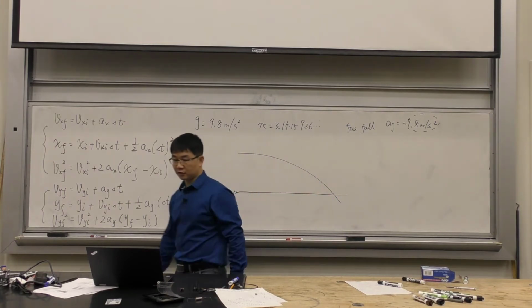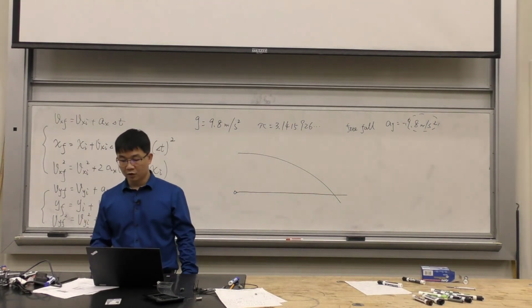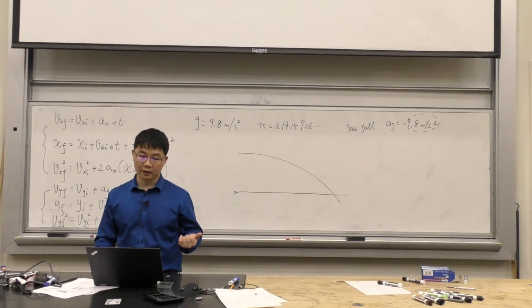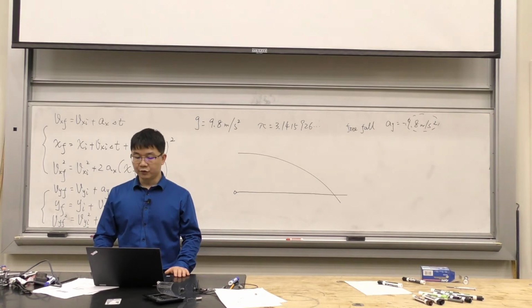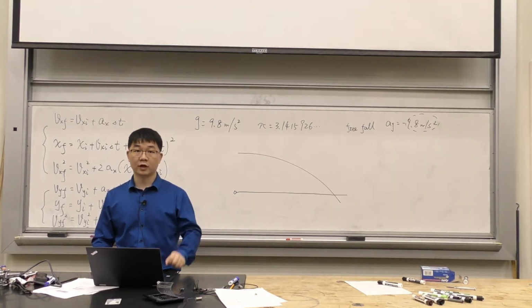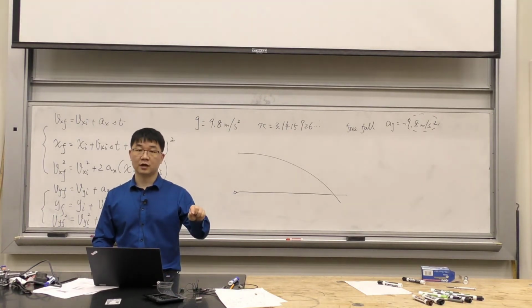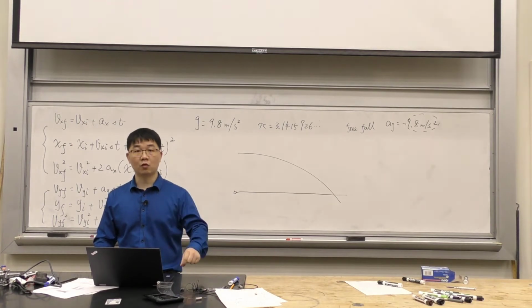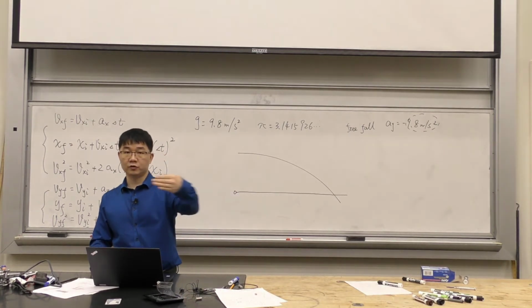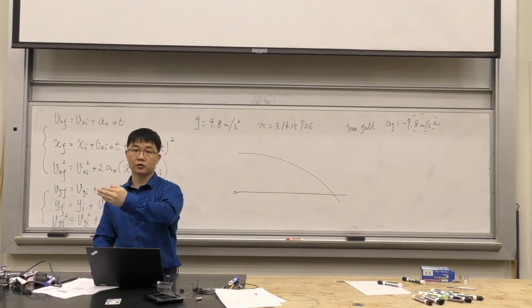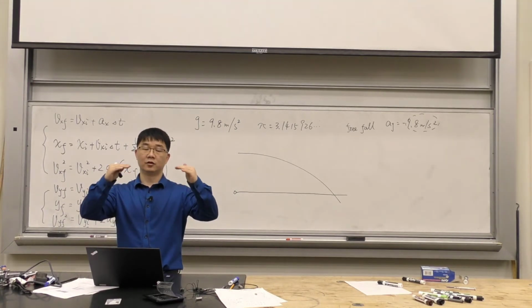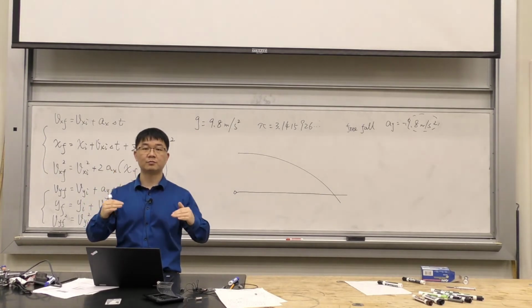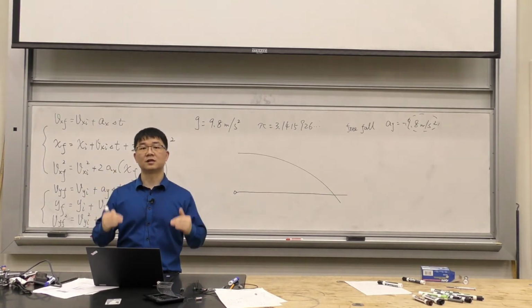I attach a link to a YouTube video of this experiment. You can take a look at it. If you have two balls and launch them, one in free fall with no initial velocity, one in horizontal projectile motion, and compare their location in y direction frame by frame, it's always the same.